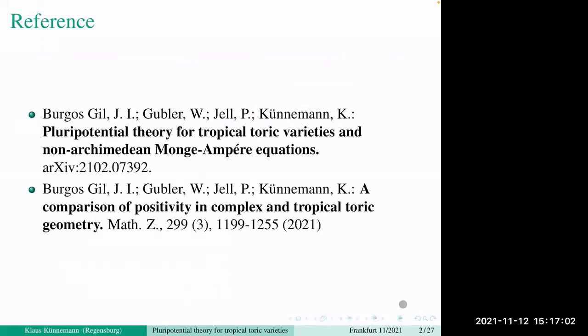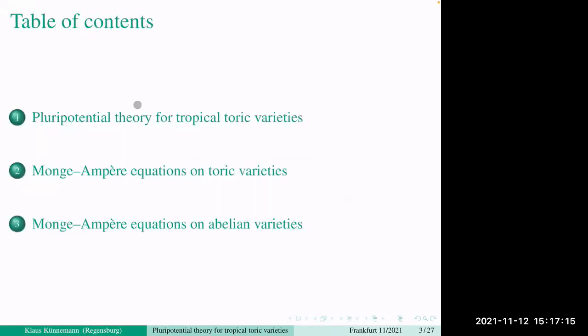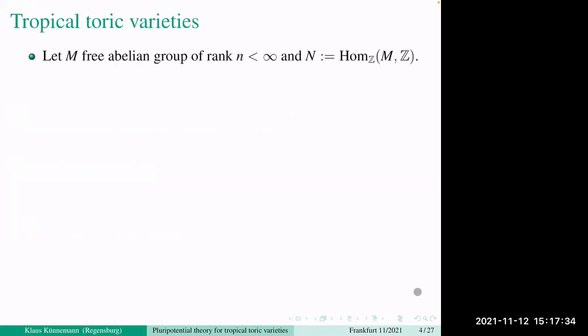It's mainly about a recent preprint, which has the same title as this talk. This builds on a previous paper, which appeared this year in Mathematische Zeitschrift. I will say a little bit about pluripotential theory for tropical toric varieties, and in particular introduce them. Then there are two kinds of applications: one to Monge-Ampère equations on toric varieties, and one to Monge-Ampère equations on abelian varieties. So let's start with tropical toric varieties.